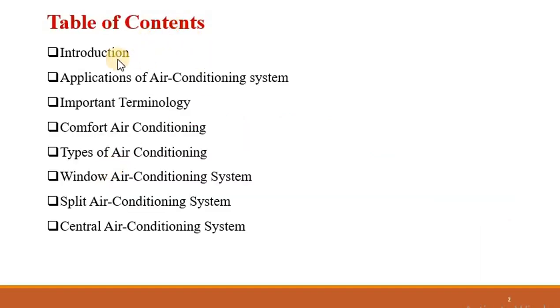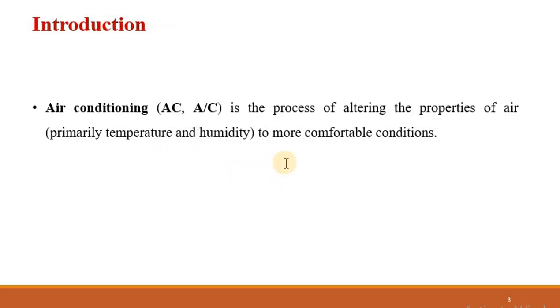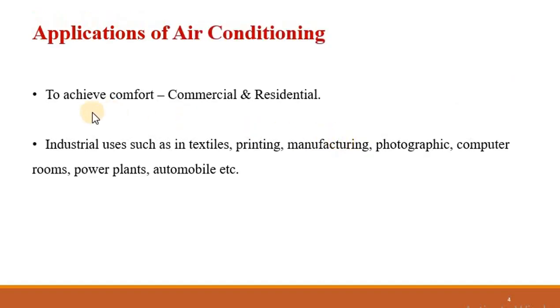These are the contents to be discussed: introduction, application, terminology, comfort air conditioning, and types, of which we will discuss three in our presentation. What is air conditioning? Normally it is referred to as AC. It is the process of altering the properties of air, in which we normally alter temperature as well as humidity to more comfortable conditions. It is used to get comfort commercially and residentially both. Industrial usage includes textile, printing, manufacturing, photographic, computer rooms, power plants, automobile, etc.